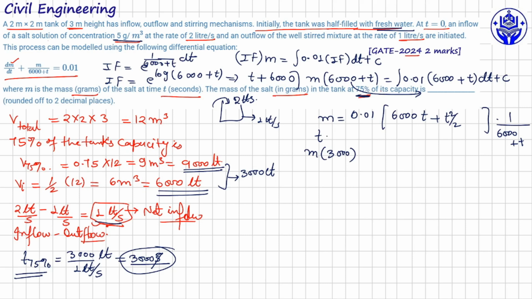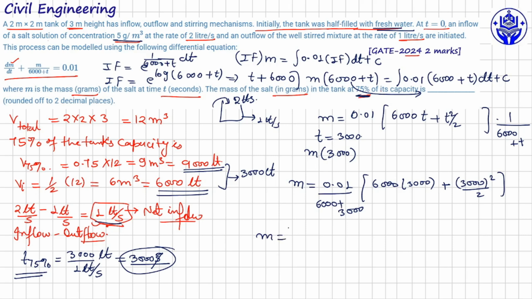I will put t equals 3000, then it is 0.01 times 6000 times 3000 plus 3000 square by 2, divided by 6000 plus 3000. The value of m, after calculating, will be 25 grams. So the correct answer for this question is 25.